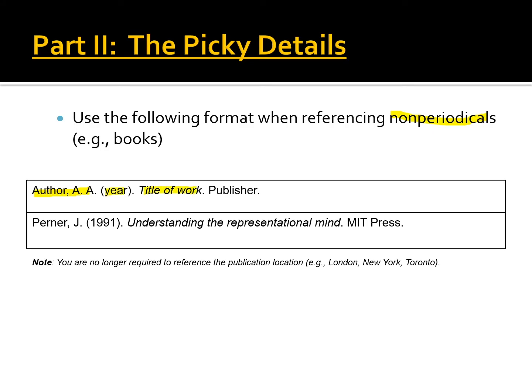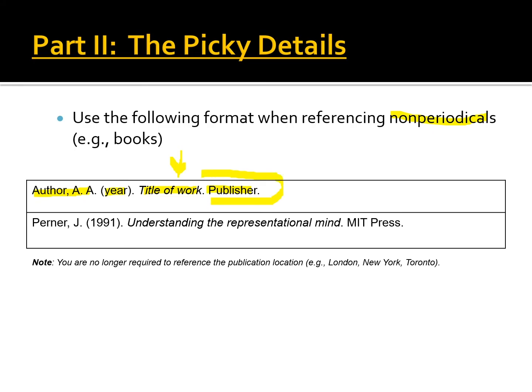All right, what about if you are referencing a non-periodical, so for instance, a book? Again, the method is pretty much the same. You list the author, followed by the initials, the year, the title of the work itself. So this is the title of the book. Notice that it is italicized and is in sentence case. And then you provide the publisher. You are no longer required to provide the location of the publisher like you did in APA 6. So in APA 7, this is no longer required.